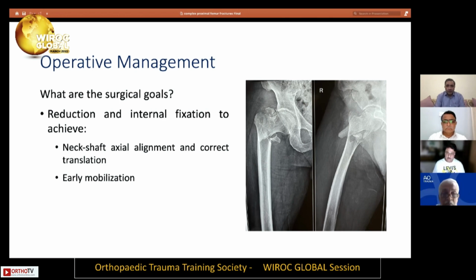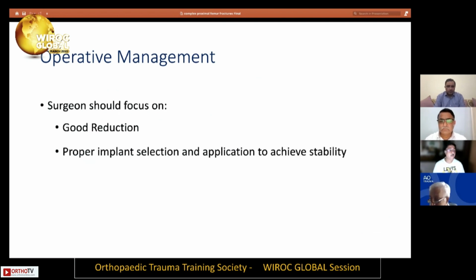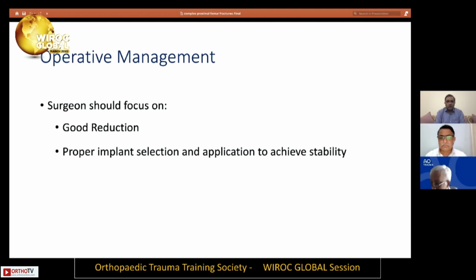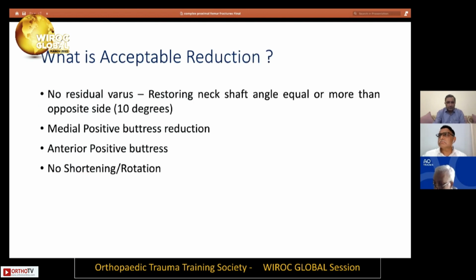We want to achieve reduction, and we want to achieve internal fixation, and by internal fixation we want to achieve neck-shaft axial alignment and correct translation. The consequent benefit of achieving a good reduction and a stable internal fixation is that we can mobilize this patient quickly. So based on these discussions, the surgeon should focus on achievement of a good reduction, then selection of a proper implant, and then application of that implant to achieve stability.